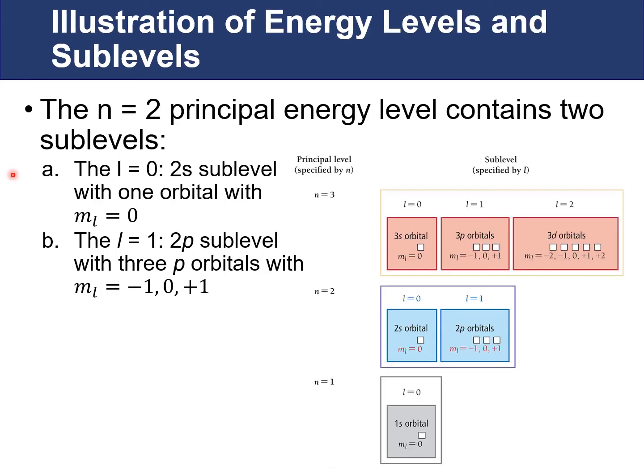There are a bunch of different ways of illustrating the energy levels and sublevels. Going back to our example of n is equal to 2 for the principal energy, it will contain two sublevels. So this particular diagram here is showing the n is equal to 3 principal level, n is equal to 2 principal level, and n is equal to 1 principal level. So the one we did in our problem was this one here, the n is equal to 2.